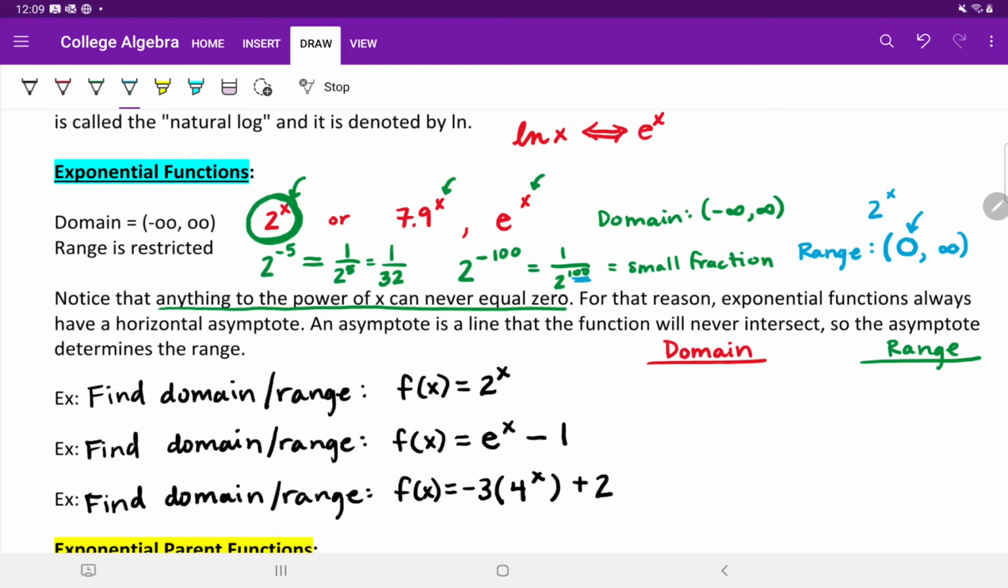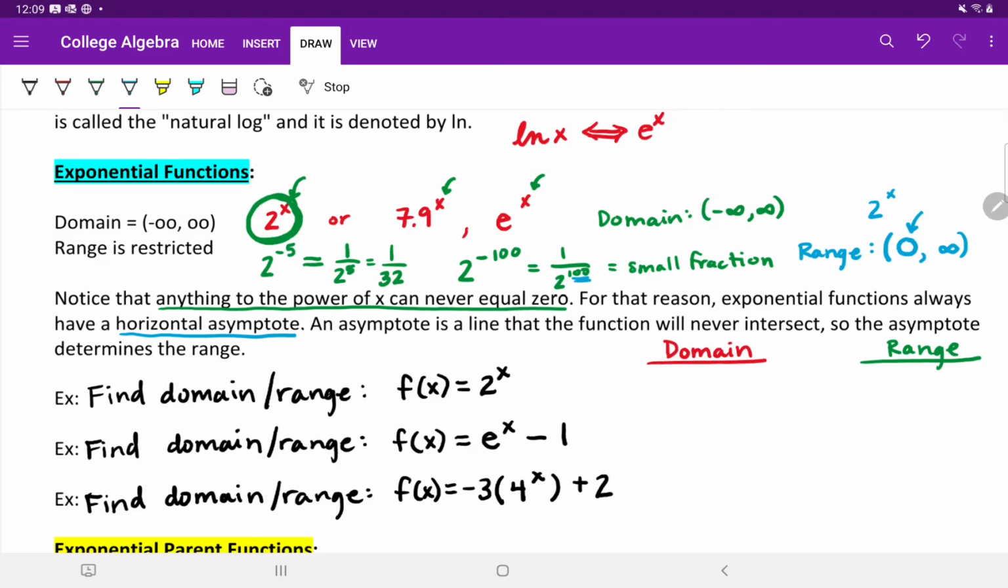So we have a word for a value that our function is getting closer and closer to, but it'll never actually reach. That is called a horizontal asymptote. Well, it's a horizontal asymptote because it's a y value. So just to recall, an asymptote is a line that the function will never intersect. It'll never actually cross it. It'll never actually reach it. So our asymptote is what's going to determine our range.